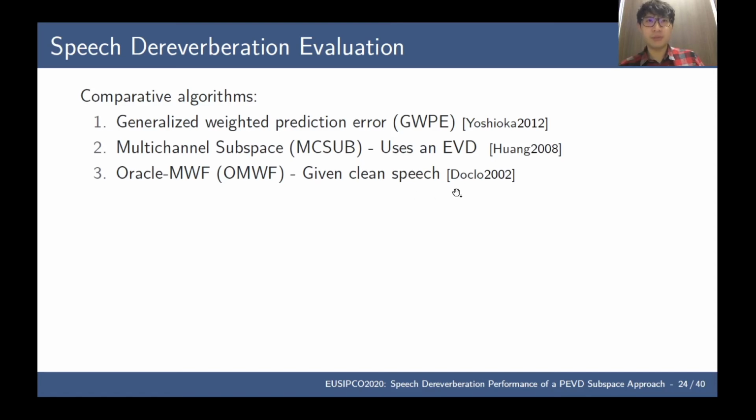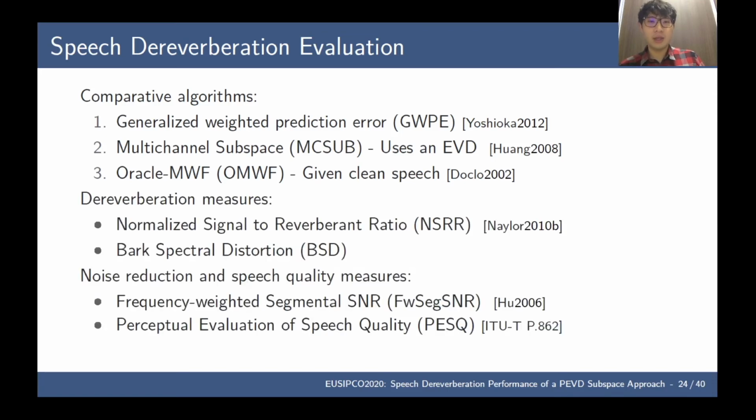An instrumental dereverberation measure is the direct to reverberant ratio, DRR, but the modified impulse responses after processing are generally unavailable. Instead, the normalized signal to reverberant ratio, NSRR, which is a signal-based measure shown to be equivalent to the DRR under certain conditions, and the Bark spectral distortion, BSD, are used. We also use the frequency-weighted segmental SNR to measure the noise reduction performance and PESQ for speech quality.